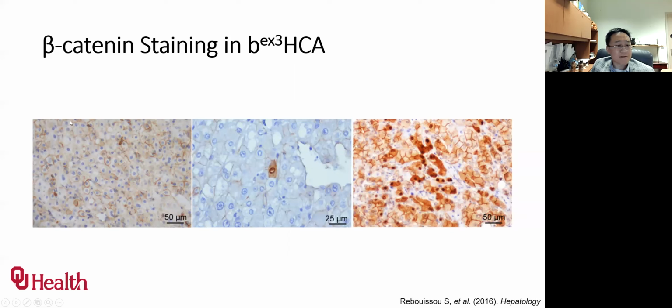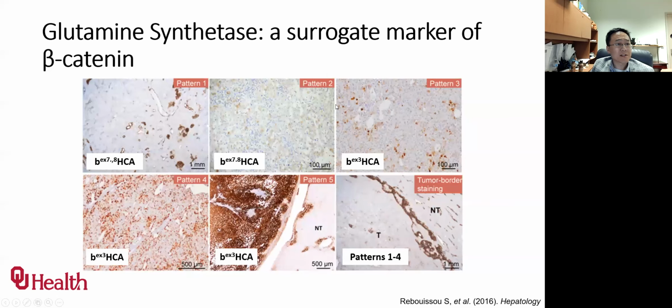However, sometimes we are dealing with these patterns. And this is exon 3 mutated HCA with only one nucleus positive for beta-catenin nuclear stain. And this is another HCA with beta-catenin exon 3 mutation with no beta-catenin nuclear stain at all. So that's why we need glutamine synthetase.